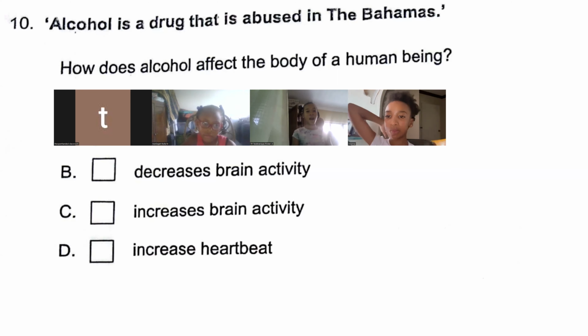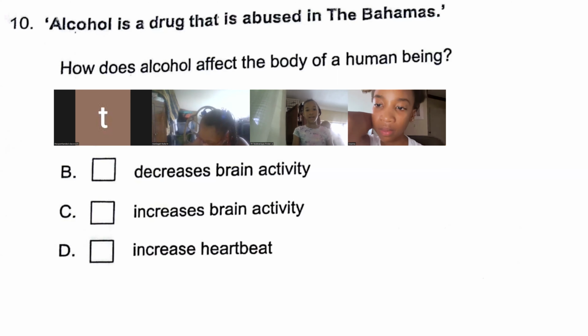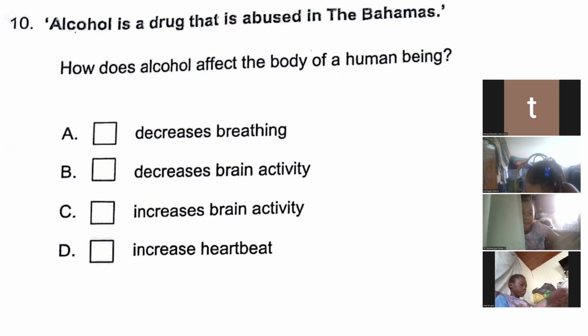Yes, sir. Alcohol is a drug that is abusive in the Bahamas. How does alcohol affect the body of a human being? A. Decreasing breathing. B. Decreasing brain activity. C. Increasing brain activity. D. Increasing heartbeat. All right, good. So Tetrunic, how does alcohol affect human beings?